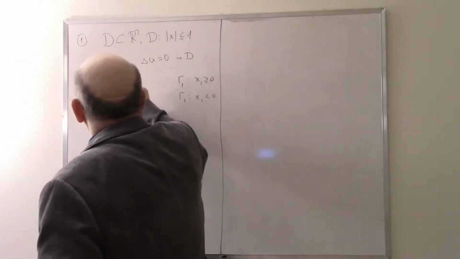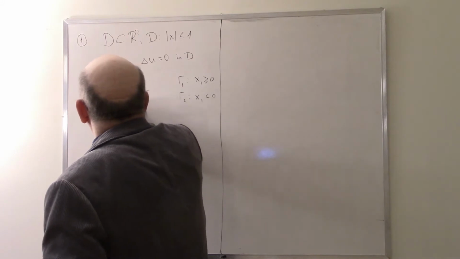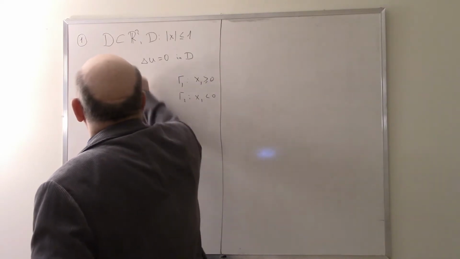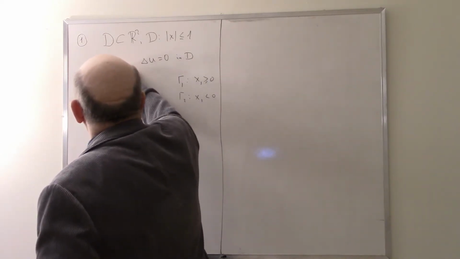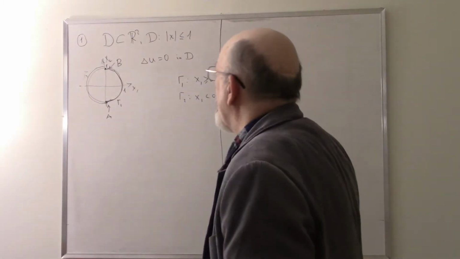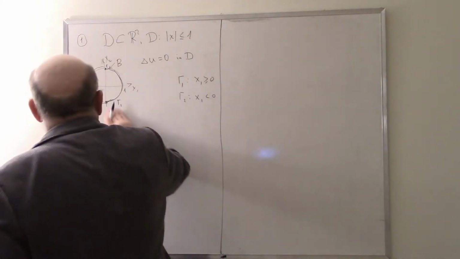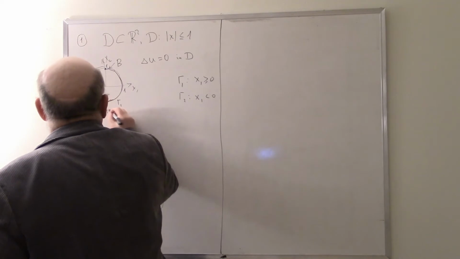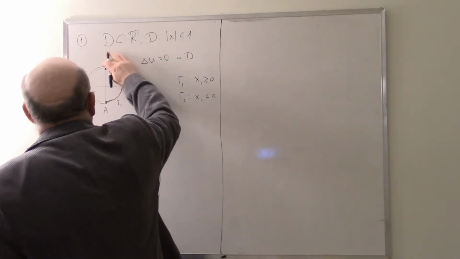And let us denote this point minus 1, 0. This is point A, and the point 0, 1, this is point B. So we have 2 points. Let me write this way. It is A, and this is the point B.